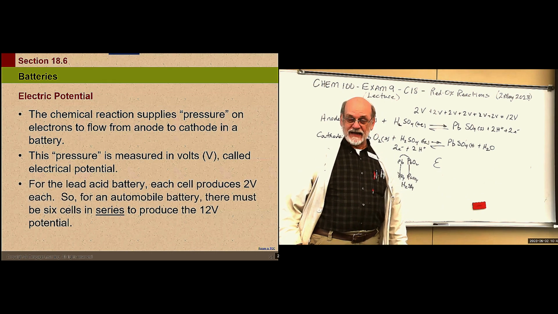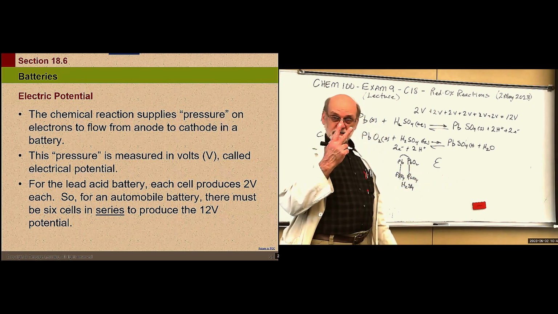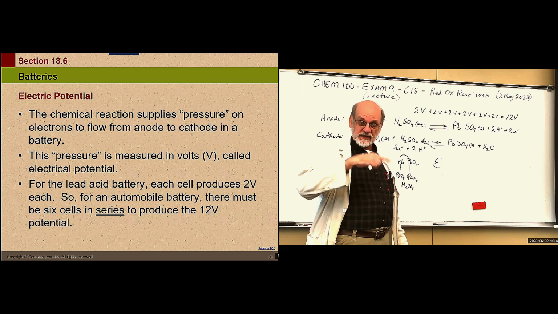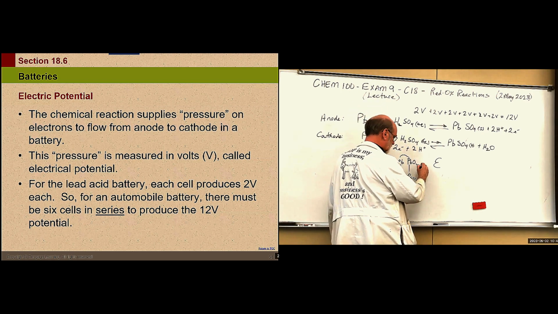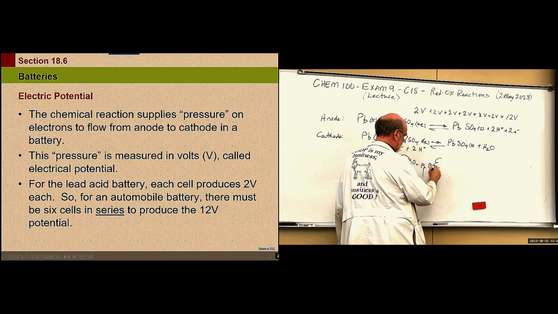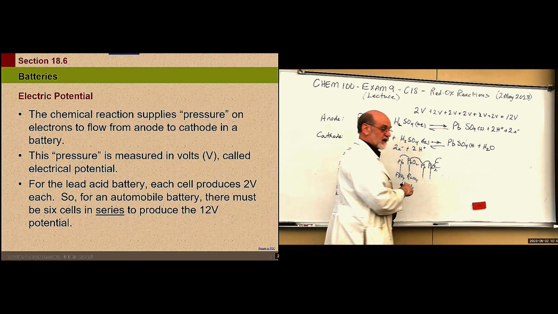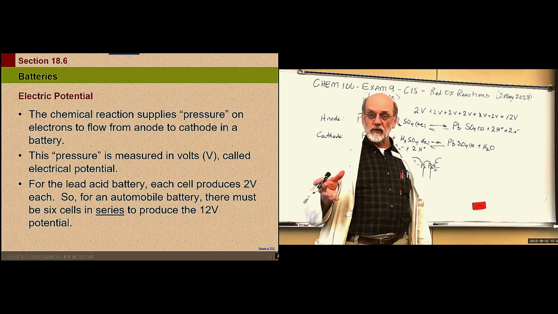Okay, and I mentioned earlier, each one of these cells produces 2 volts. So if you string them together in series, so you have this one over here will be a lead, and this one over here will be another lead oxide. Then you string them together in series, and you add up the voltages then. So 6 cells would give you 12 volts.